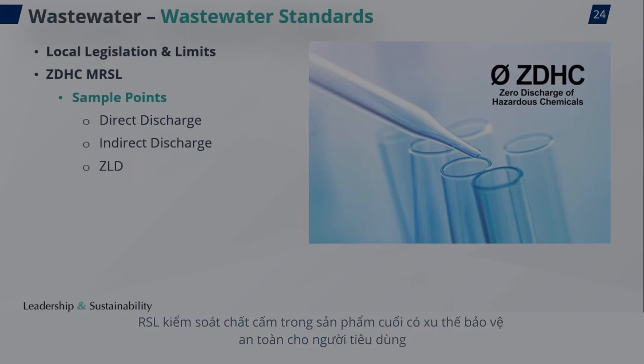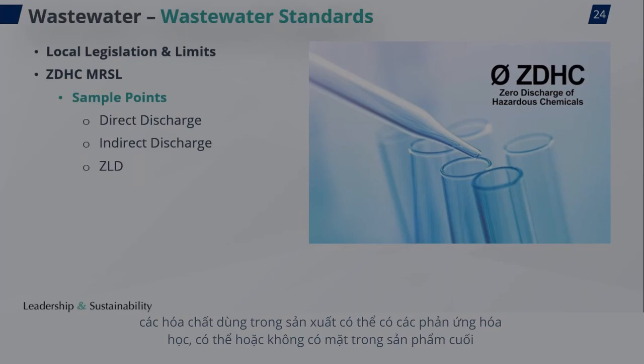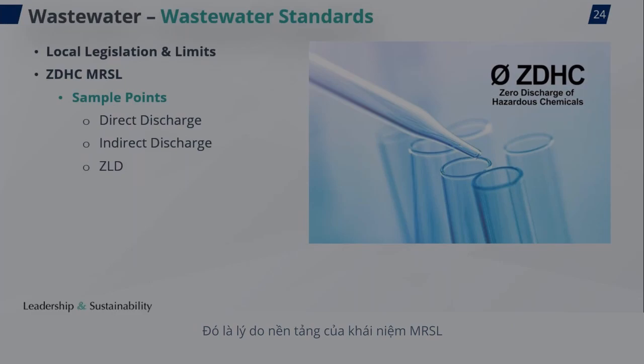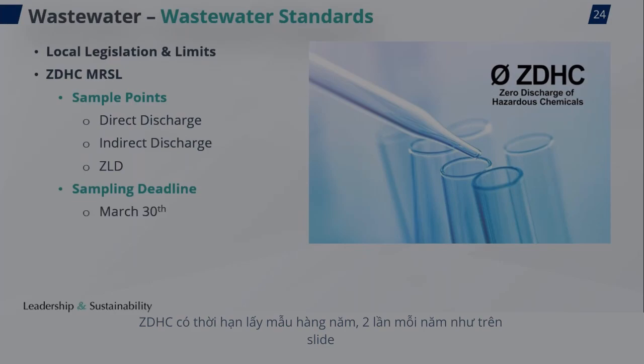And of course, there is a reason for that, because the RSLs point to the end product, making sure that there are no harmful chemicals on the final product. But in the manufacturing, you may be using chemicals that may be reacting during the processes, in the dyeing process, for example, or in the finishing process, and may not end up on the end product, but they may still be harmful in production for the workers, but also for the environment via air emissions or wastewater discharge. So that's why the concept of the MRSL was implemented. And coming back to the ZDHC wastewater standards, they have sampling deadlines that work twice a year. Usually they take their samples then.